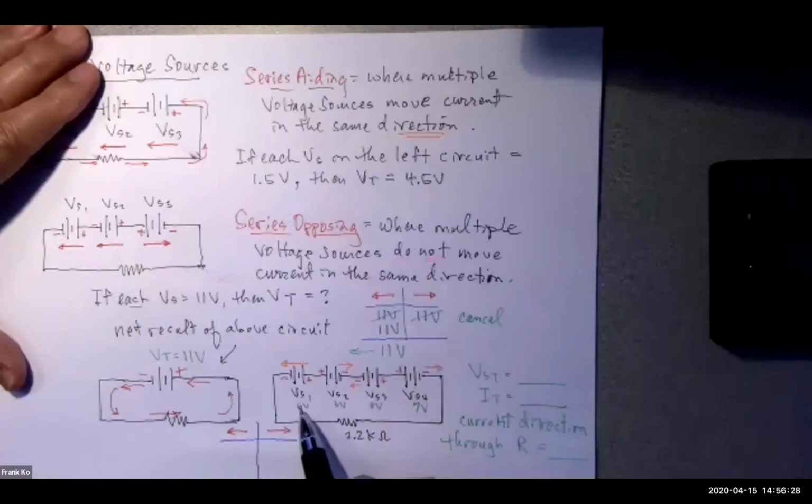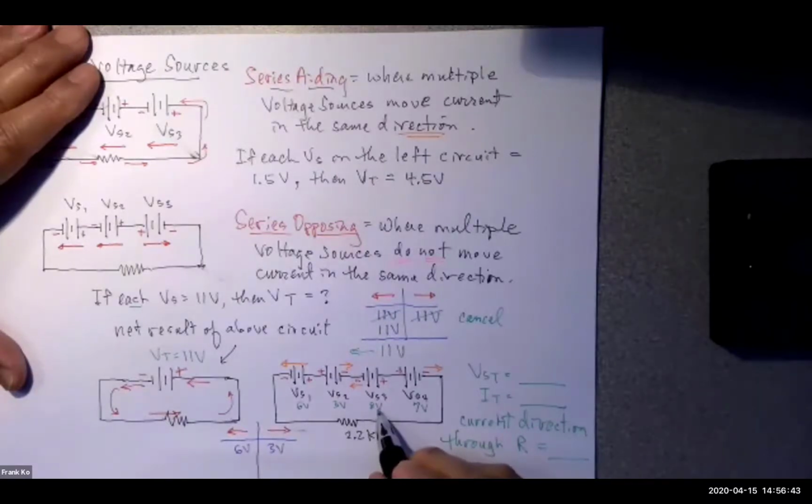So the very first one, I have 6 volts that goes into which column, class? 6 volts is in the left-hand column. I have 3 volts in which column? The right-hand column, 3 volts. I have 8 volts in which column? The left, so I have 8 volts. I have 7 volts in which column? The right.